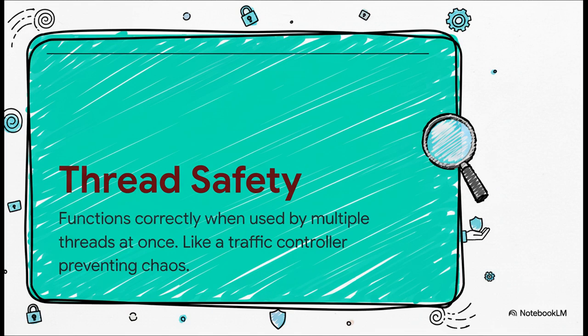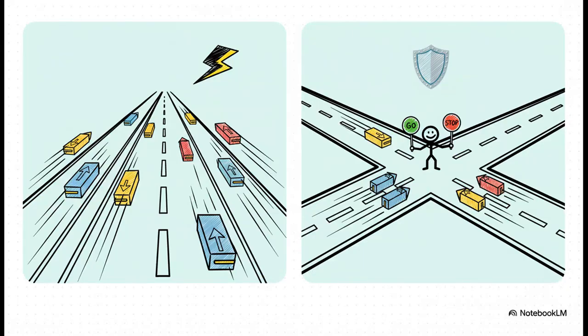So what is that? Well, a piece of code is thread safe if multiple processes, or threads, can use it at the exact same time without tripping over each other and messing up the data. Think of a busy intersection. Without a traffic controller, you'd have chaos, crashes, gridlock. In programming, thread safety is that traffic controller. And that leads us to the fundamental trade-off.